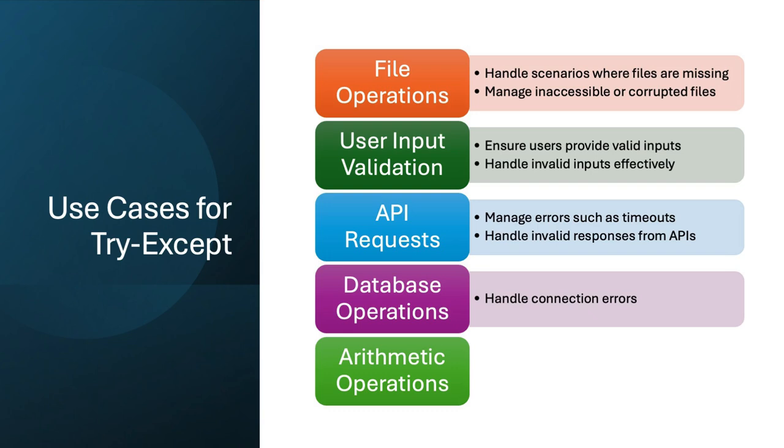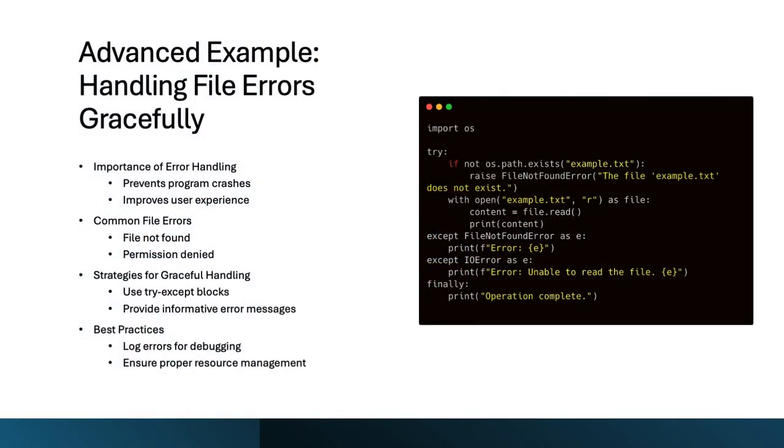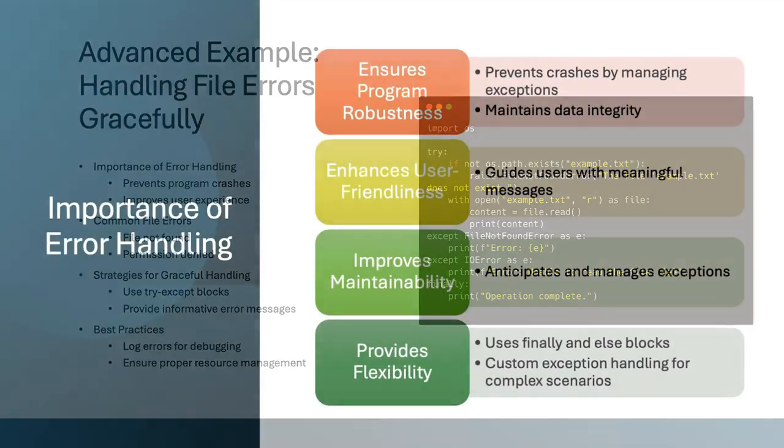This slide covers common error handling scenarios including file operations, user input validation, API requests, database operations, and arithmetic operations. Handling file errors gracefully is crucial to prevent crashes and improve user experience. Common errors include file not found and permission denied. Use try except blocks and provide informative messages. Follow best practices like logging errors and managing resources properly.